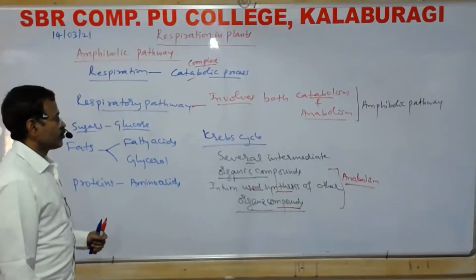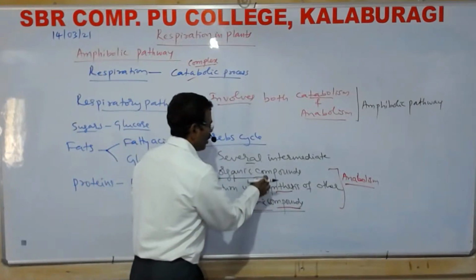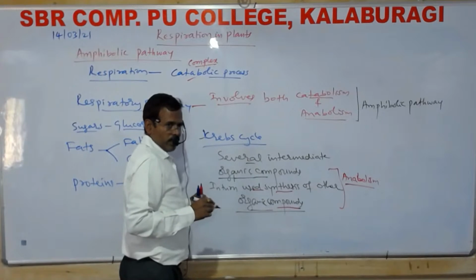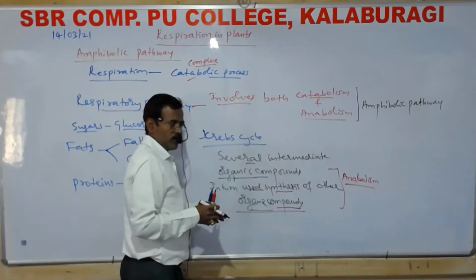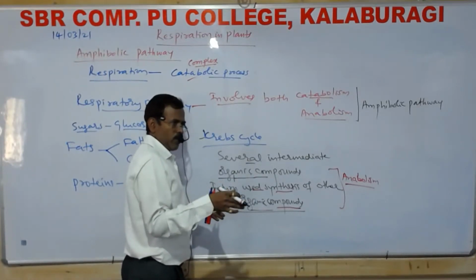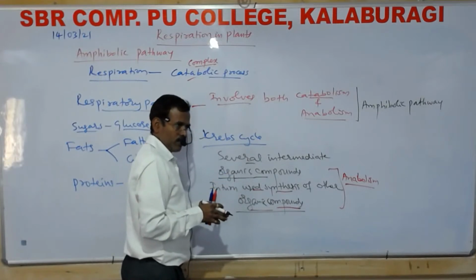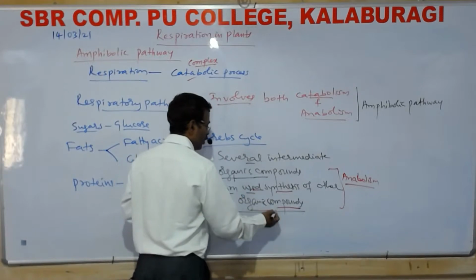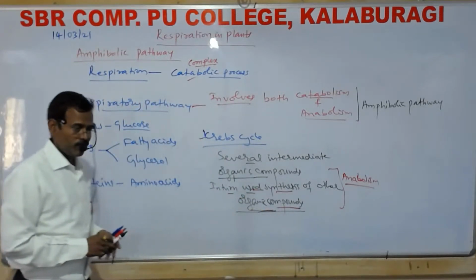So here, several intermediate compounds are produced in the Krebs cycle. Usually the Krebs cycle is an anabolic pathway. It involves the breakdown of pyruvic acid into carbon dioxide and water. And the intermediate compounds which are produced are in turn used in the synthesis of organic compounds.